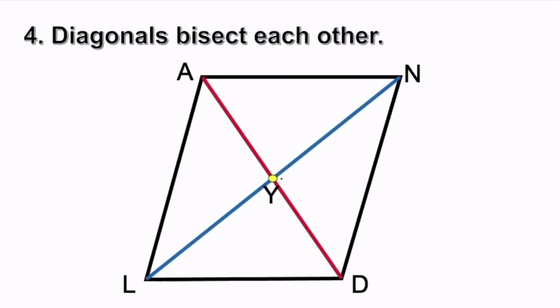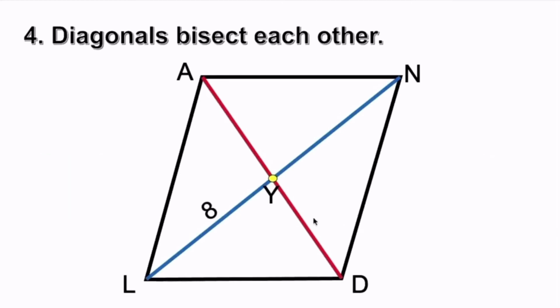Mapapansin na ang dalawang diagonals ay nag-intersect sa point Y. Dito, makikita natin na segment LY is congruent to segment YN. So, itong part na segment LY, kasukat daw niya itong segment YN. Bukod dito, meron pa tayong isang pares ng congruent segments. Ito naman yun sa kabilang diagonal. Tingnan natin. Segment AY is congruent to segment YD. So, itong part na to ay congruent naman dito.